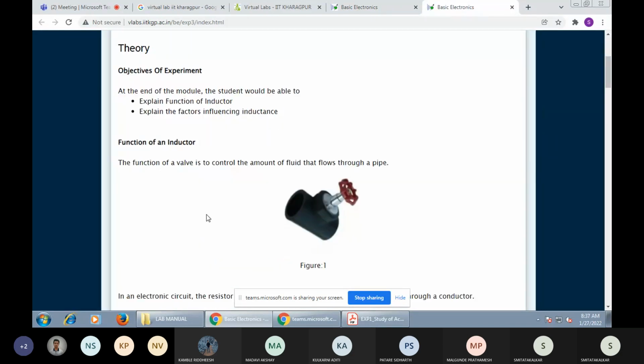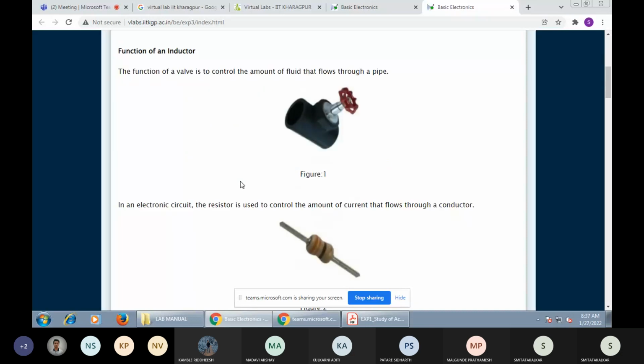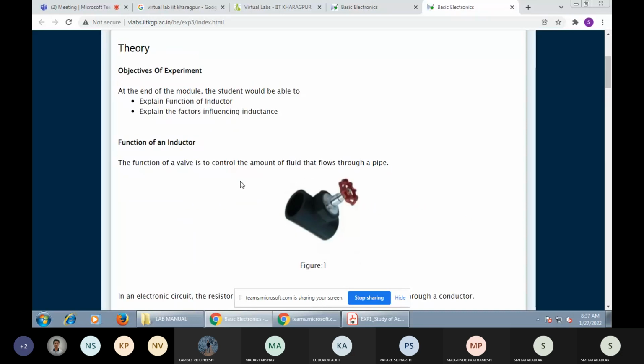This is the inductor. You can see the inductor and its function. Before starting, there are a number of functions. Then what is meant by inductor? Inductors have the function of controlling the electrical current or the electrical charge in a device. Here you can use it accordingly.